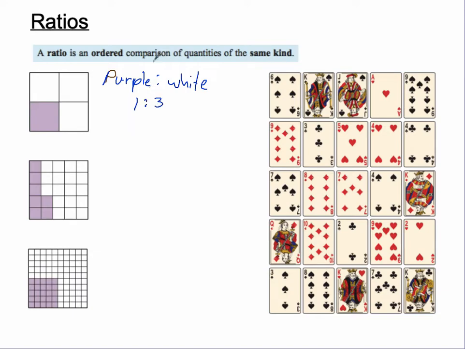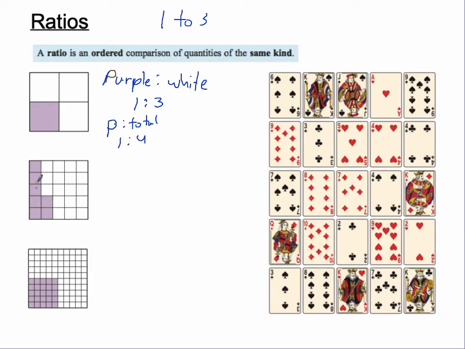That's how we read it, 1 to 3. That means 1 part purple, 3 parts white. Or we could say the white to purple ratio is 3 to 1. We could write it like that. Or you could even say something like the purple to total ratio is 1 to 4, because 1 part is purple and the total is 4, right? Or the other way around.